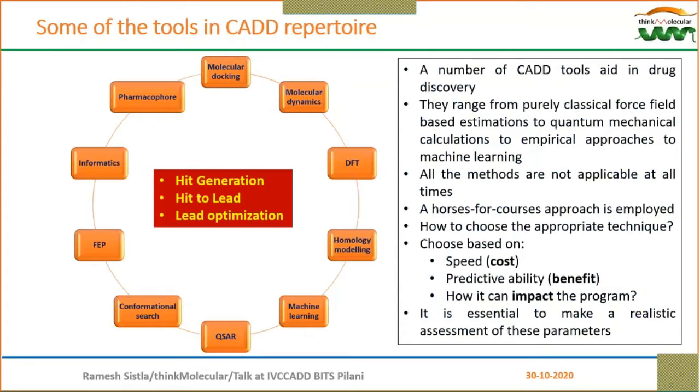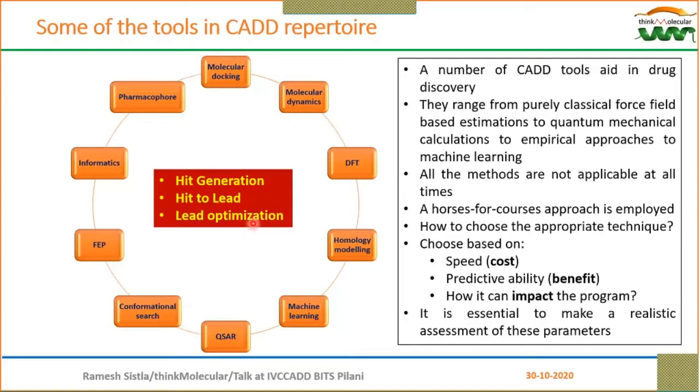Now, there are a number of CADD tools. I don't mean to be very exhaustive here, but in our drug discovery program, in the pre-lead phase, we can broadly divide it into three stages. One is once you decide to work on a target, you do what we call hit generation, where you are looking at a large number of compounds which are potentially binding to this target. And then once you have identified a smaller set of compounds as potential hits, you are trying to see how you could modify those compounds, and once those compounds become leads, how you optimize them further.